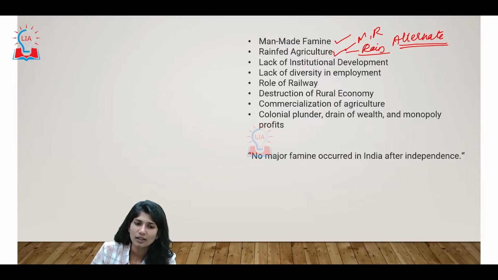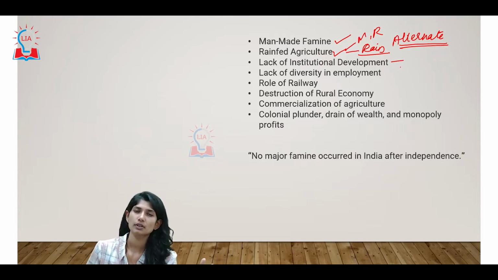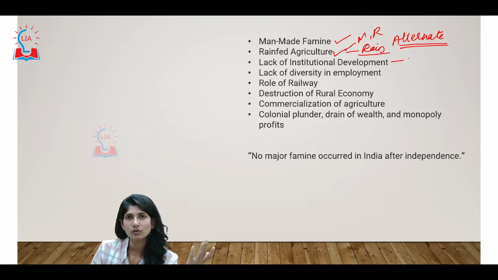Lack of institutional development. There was no such thing. Now we said the entire Europe was built on Renaissance, was built on Industrial Revolution, but no such thing they made in India. They prided themselves on being scientific, but none of those they brought to India. Even when it was brought in the later stages, they were very few in number, and only if it served the interest of the British.